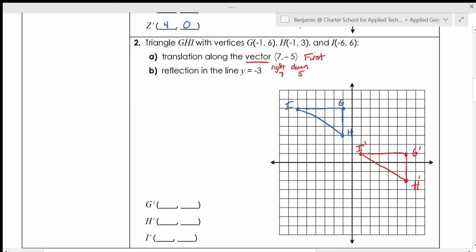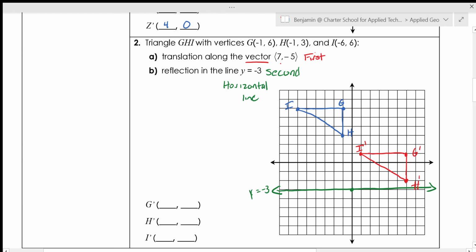Now, once I did my first idea, I'm going to do the second idea right here. So this is my second. It says reflect over line y equals -3. So if I go to the y value of -3, I would have to draw a horizontal line through this. This is my horizontal line. So this is y equals -3.